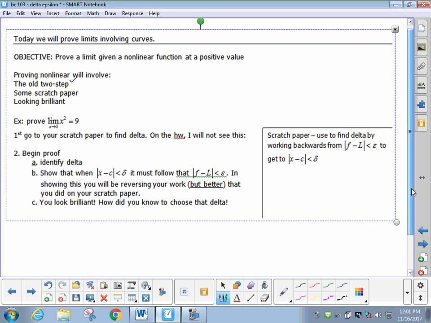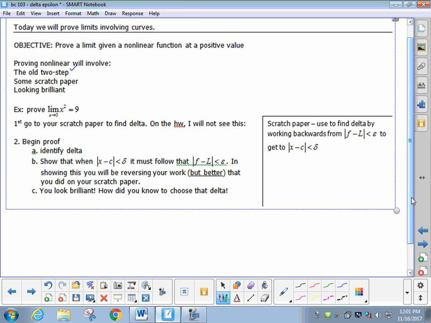All right, here's how it goes. This is what we're going to prove. We'll start off with a pretty straightforward one. You're going to prove that the limit as x goes to 3 of x squared is 9. Not find the limit, but prove the limit. I don't care that if you go right there it's 9, because that's not what the limit is. The limit is about the approach.